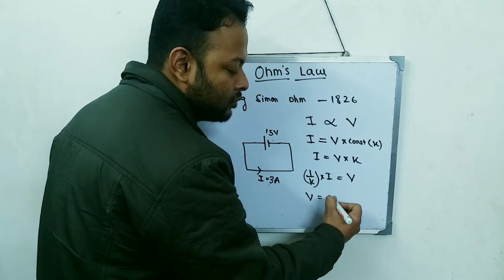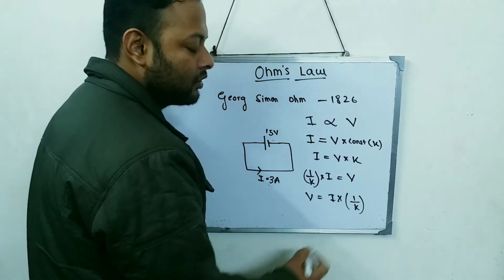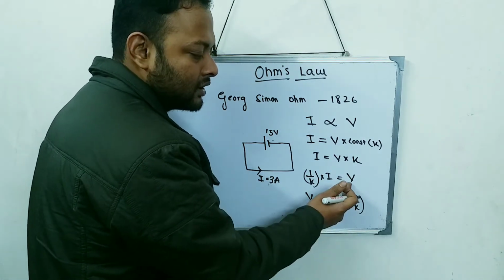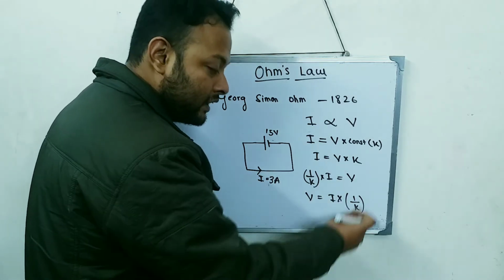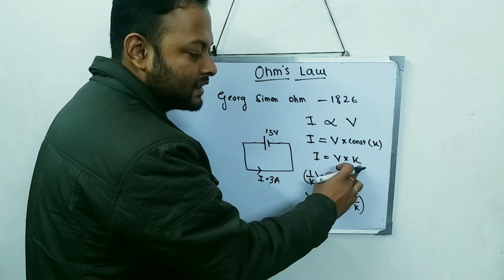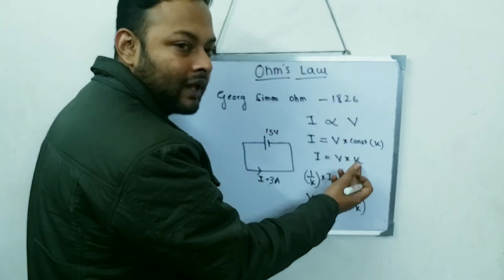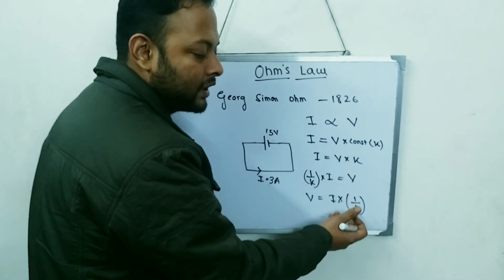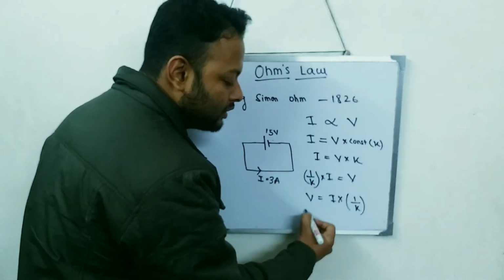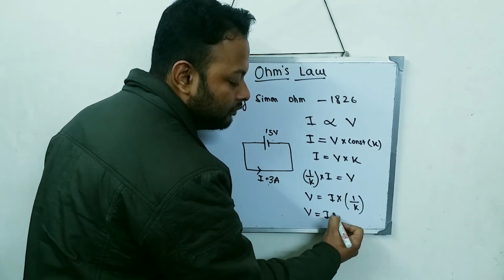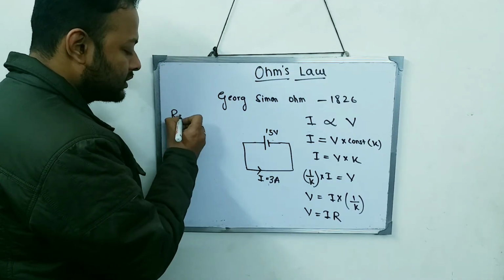Now let's change it a little bit more. So V is equal to I into 1 by K. What I did was shift the right hand side to the left hand side and the left hand side to the right hand side, nothing more. And K is a constant, so 1 by K will also be a constant. Say K's value is 2, so 1 by K means 1 by 2, which is also a constant. So this 1 by K becomes R.